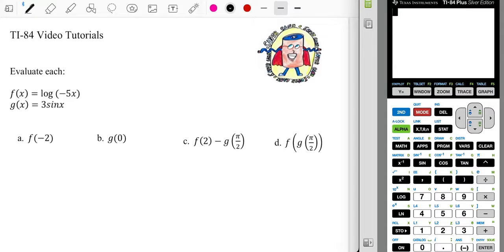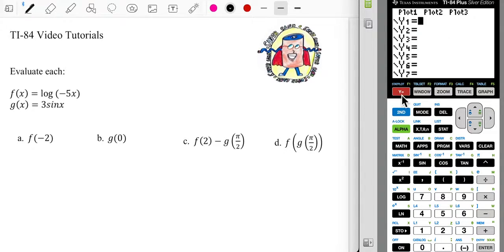So in this tutorial, we're looking at evaluating functions, and the TI calculator can handle those fairly easily. And you'll see here that we're looking at two transcendental functions, so they're not algebraic in nature. One's a log, a common log, and the other is a trig function. So what I'm going to do first is type that information into my calculator.